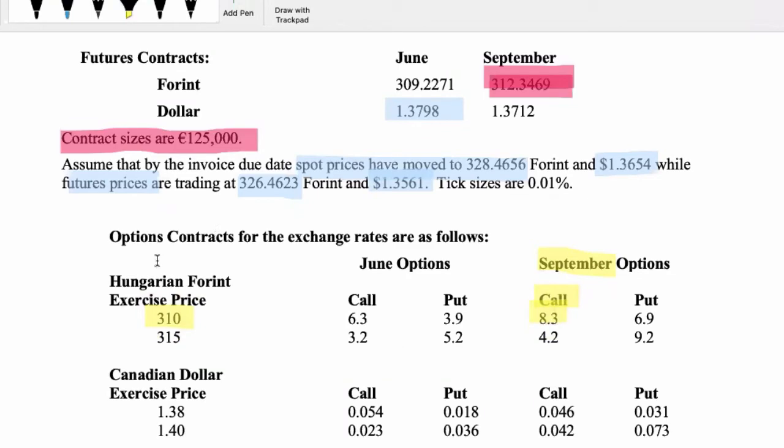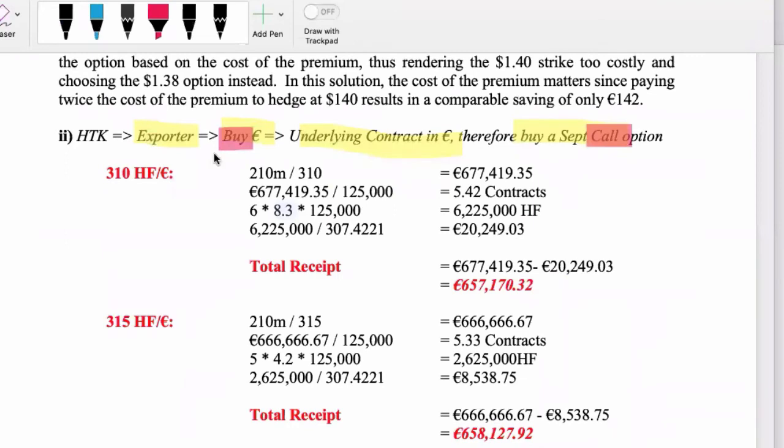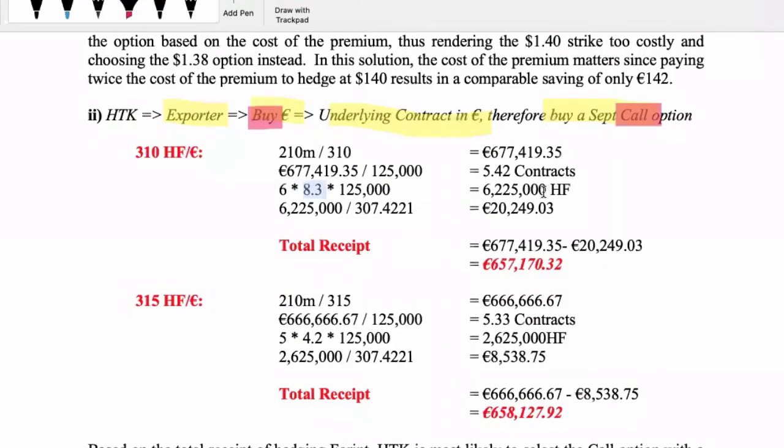So the 8.3, we don't have to divide that by 100 because it's already in forint per euro. And that's the cost of the contract. To buy the equivalent of 6 by 125,000, 750,000 euros worth or something like that, a premium of 8.3 is going to cost us 6.225 million Hungarian forint, okay?